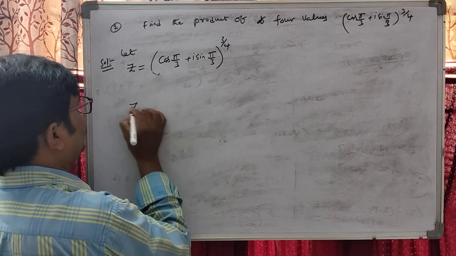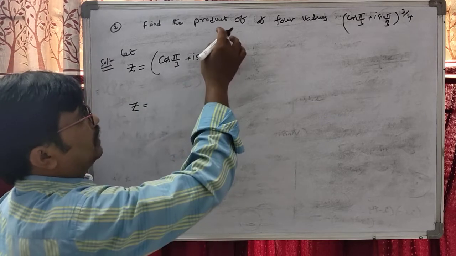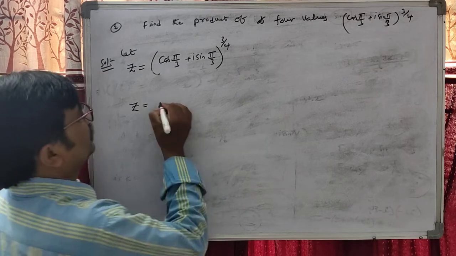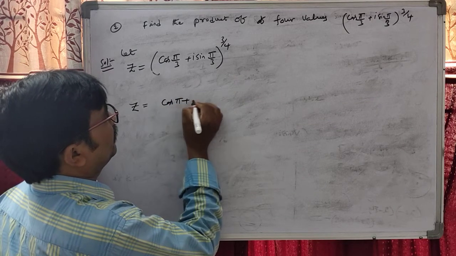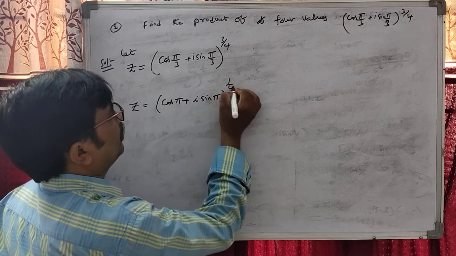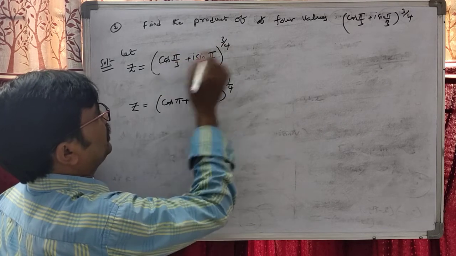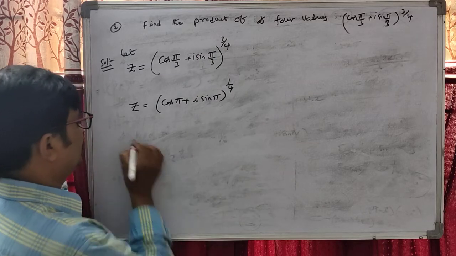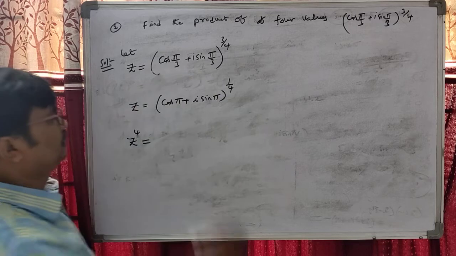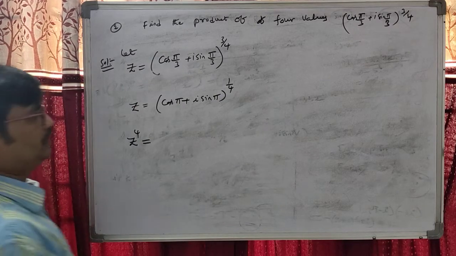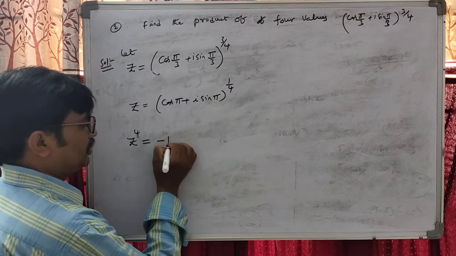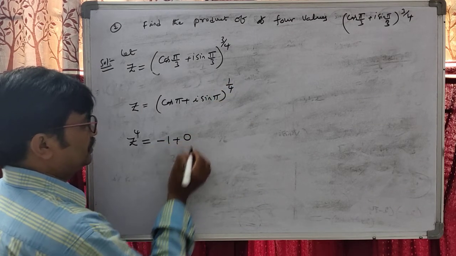That is z equal to cos n theta plus i sin n theta, that is (cos pi plus i sin pi) whole power 1 by 4. 3 pi by 3, the 3 cancels. After that, taking power 4 on both sides, z power 4 equals, the 4 cancels, cos pi is -1, sin pi is 0.